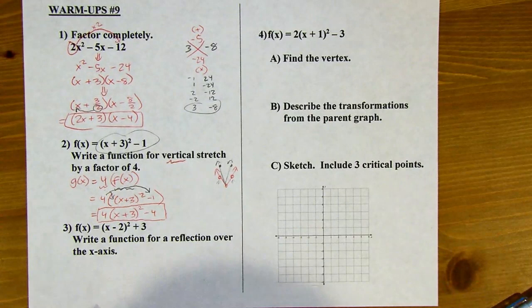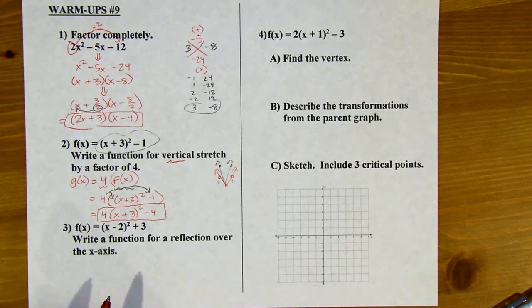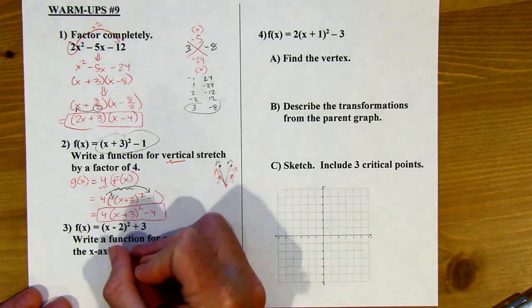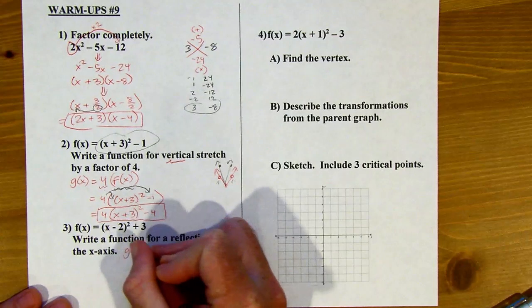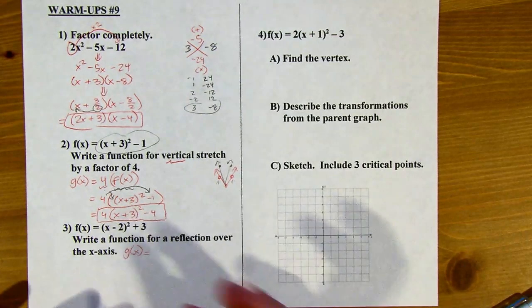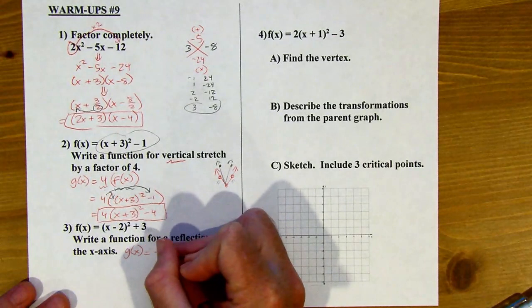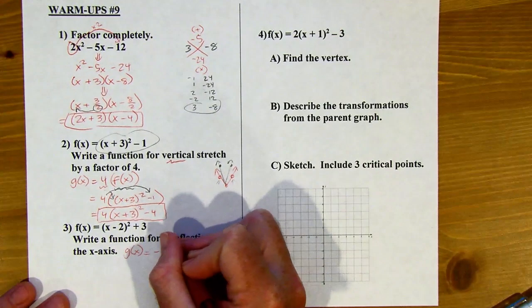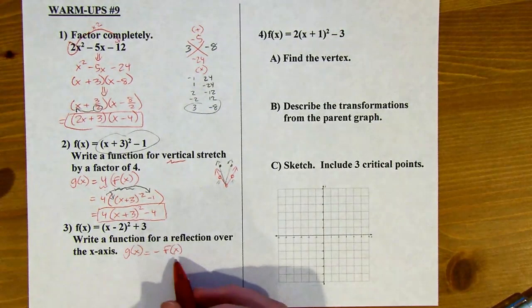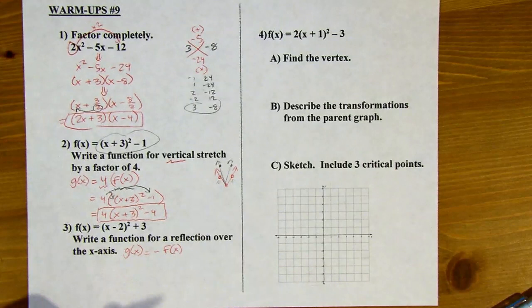Okay, write a function for a reflection over the x-axis. So when we're going over the x-axis, I think about it as, oh, well, you would change the y-coordinate if you were reflecting just a single point over the x-axis. And f of x is kind of like y, right? So we're taking the opposite of the whole function.